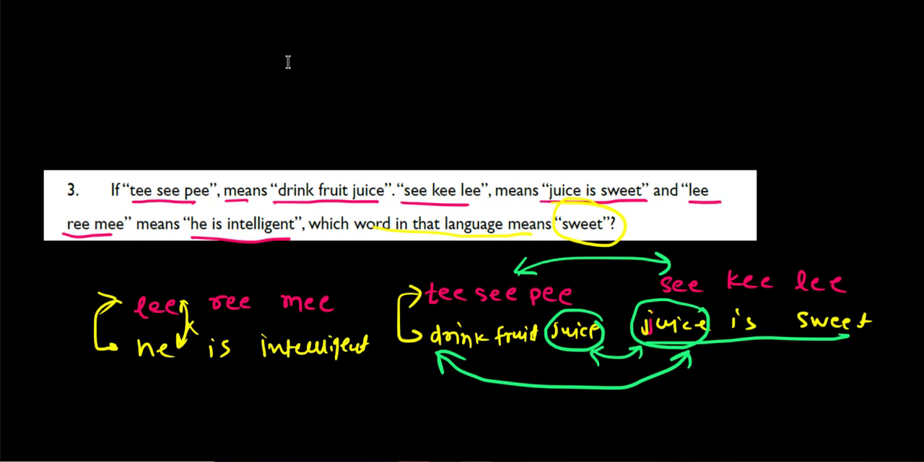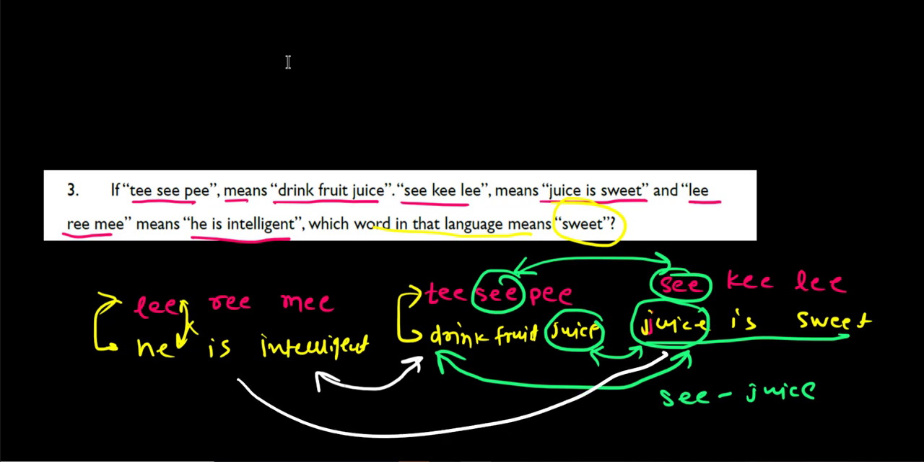Now you can see what the common word is. C is common between these two, so we can say C corresponds to juice, because this is the only common word between both pairs. Now if you compare these two pairs, he is intelligent, but here it is drink fruit juice. So we do not have any common word, so we cannot relate any two words. Let's try to relate the other two.